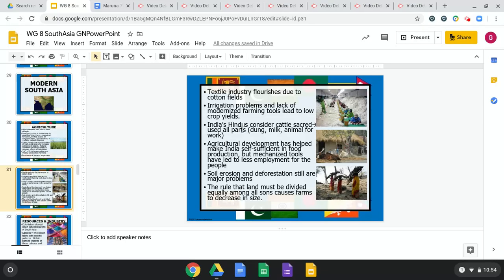India's Hindus consider the cattle sacred, so they basically use all the parts of the cow, including its dung, because they consider the cow to be a deity, to be godlike. Okay, agricultural development has helped make India self-sufficient in food production.